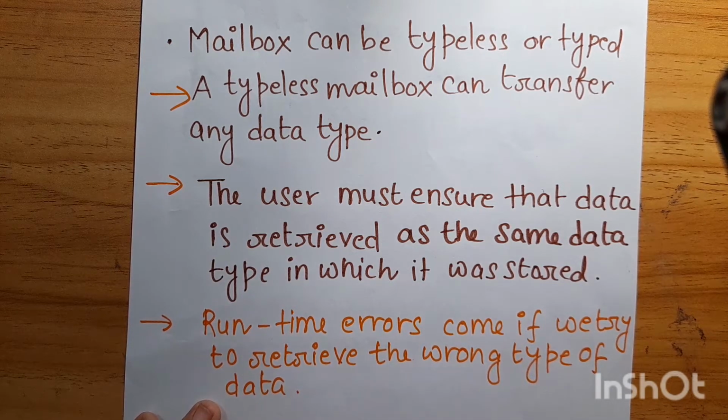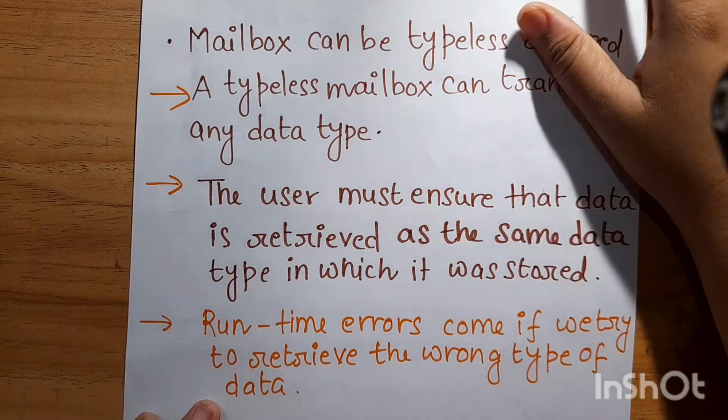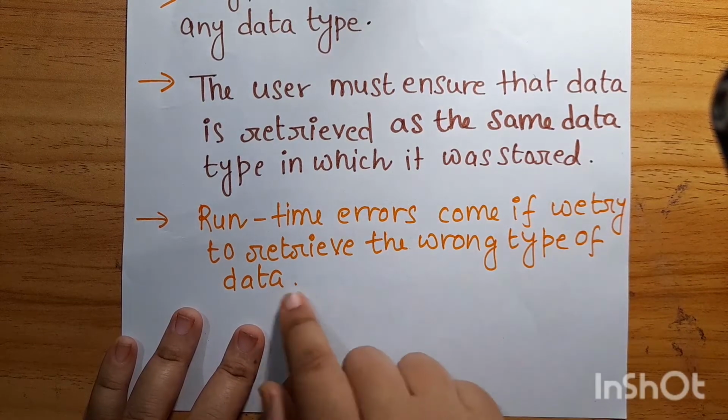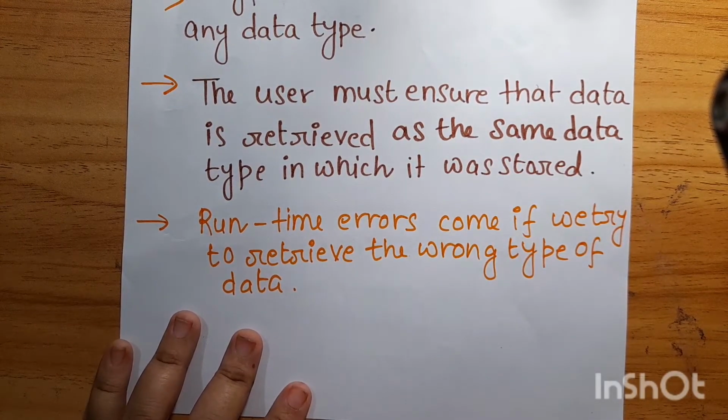While retrieving the data from the other end, from the other process, how does the FIFO work? FIFO works like first in, first out. So when the other end, the user, is retrieving the data from the FIFO, from the mailbox, it has to make sure the data type is the same. A mismatch should not happen, otherwise it will give a runtime error. So runtime errors come if we try to retrieve the wrong type of data.